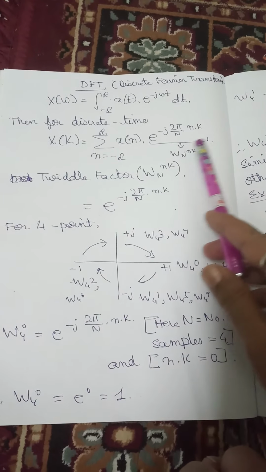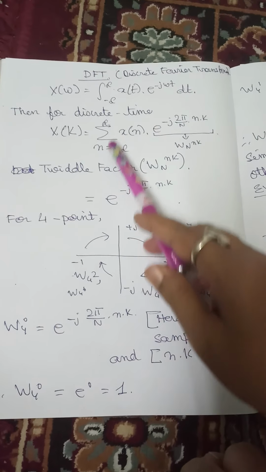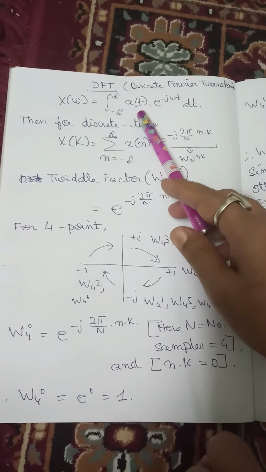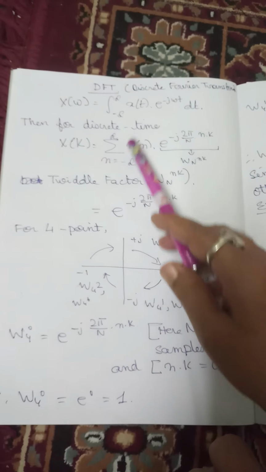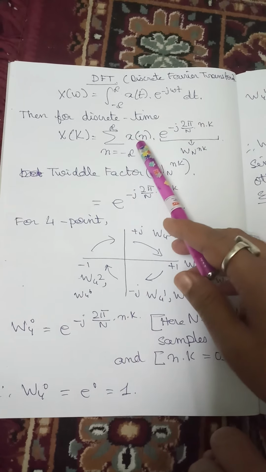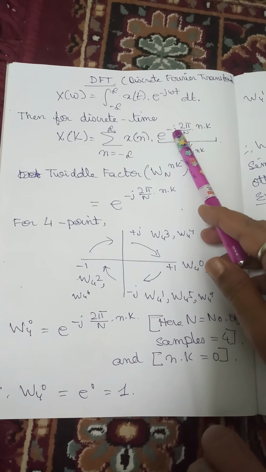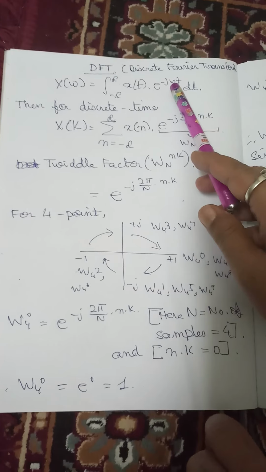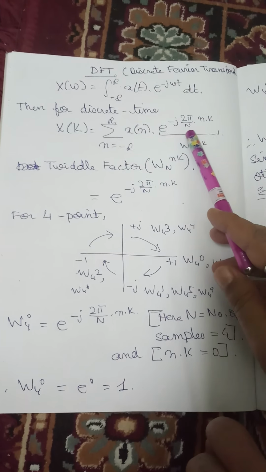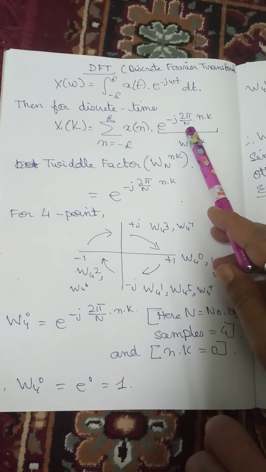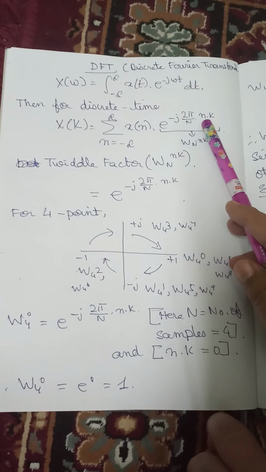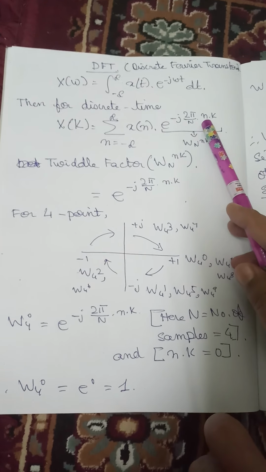Look at this part of the equation: here the integration is from minus infinity to infinity. Since the signal is discrete, I take the summation, so the summation over n from minus infinity to infinity of x[n] e to the power minus j 2 pi by N, that is for omega. Omega is equal to 2 pi by T, that is why we take it as 2 pi by N, where capital N is the number of samples, and this is represented with n into k.